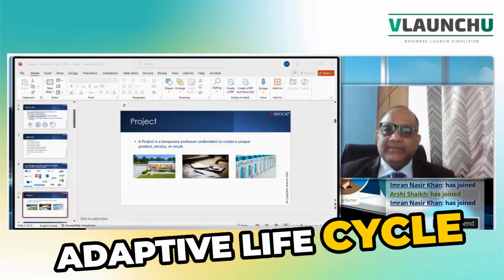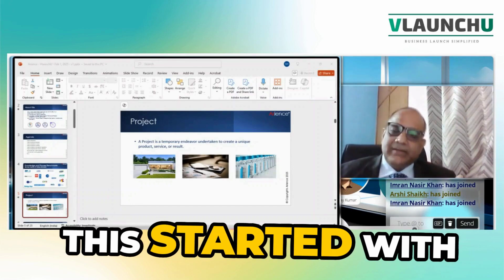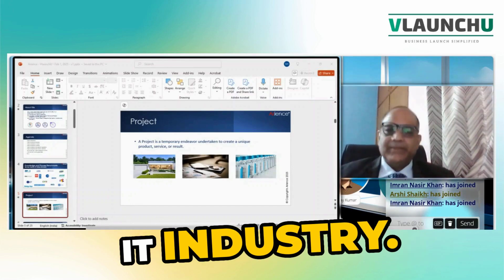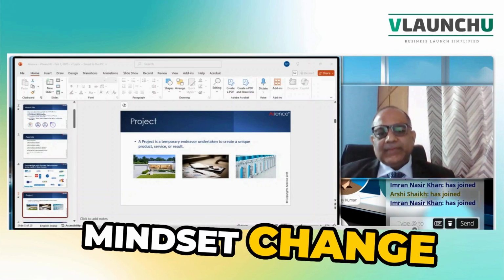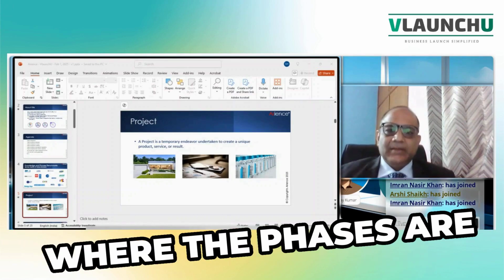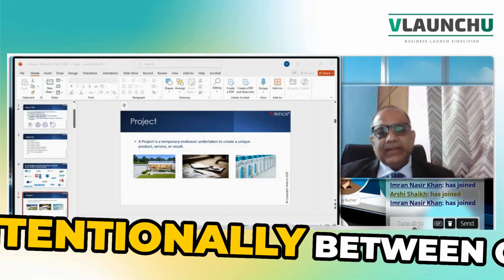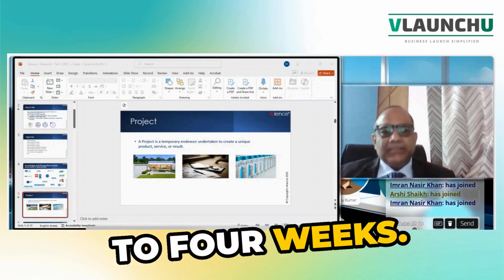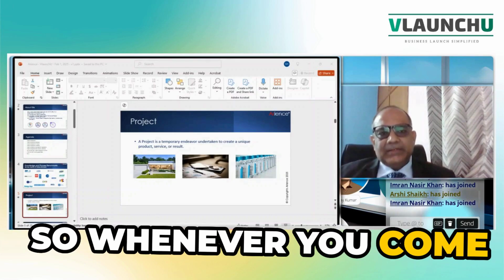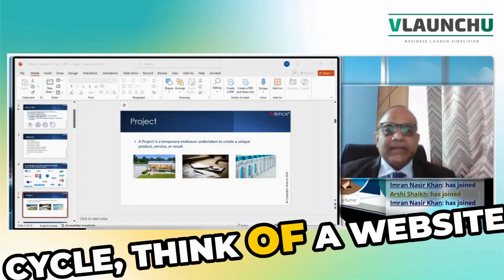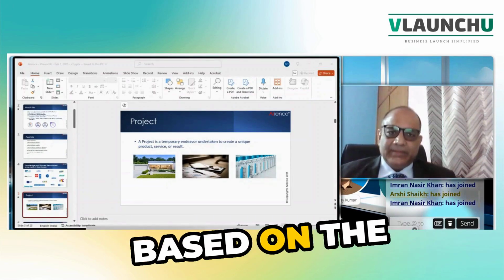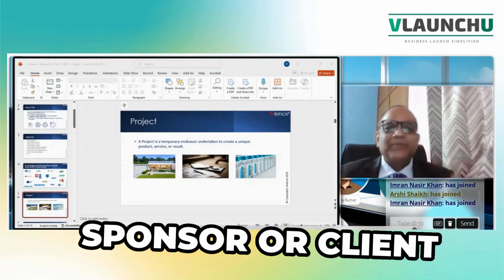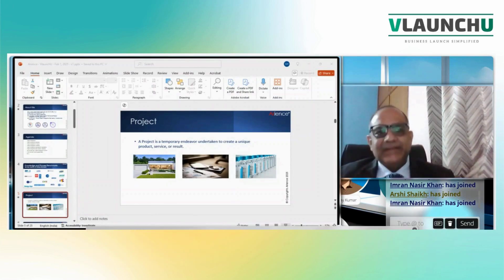Adaptive life cycle, this started with the IT industry. Adaptive life cycle is a mindset change where the phases are intentionally between 1 to 4 weeks. So whenever you come across adaptive life cycle, think of a website. You can make changes based on the sponsor or client requirements.